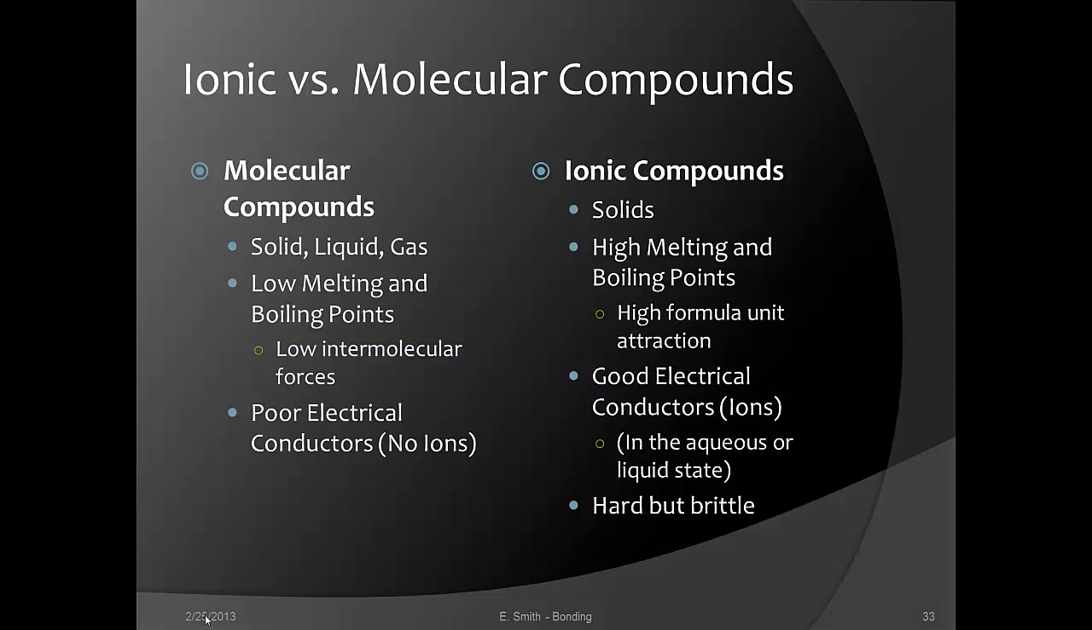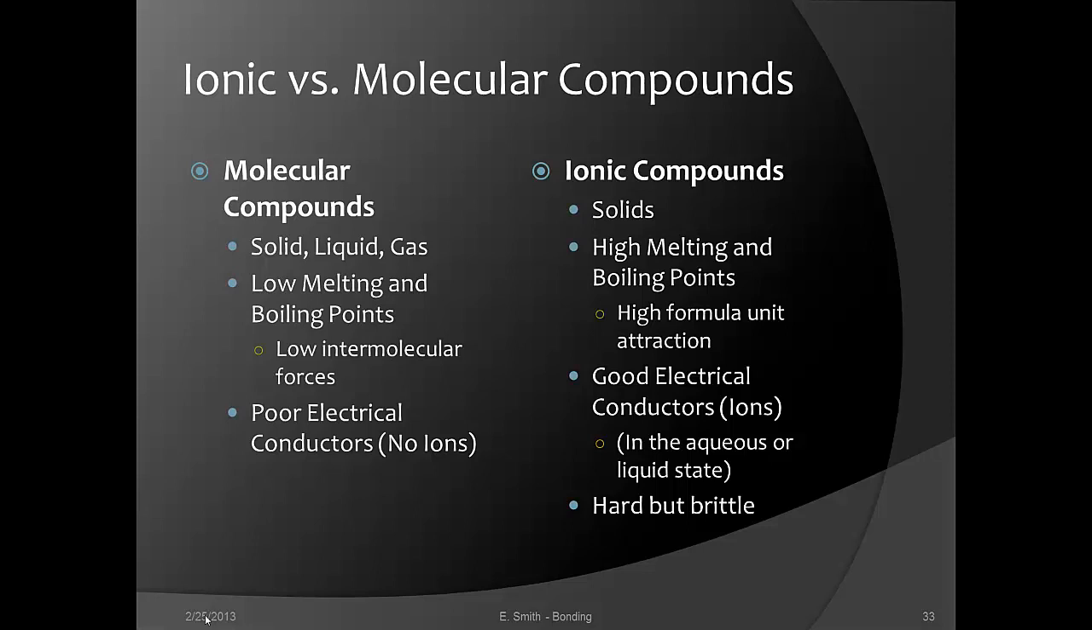So the difference between molecular and ionic compounds, you're going to need to know this. This is important because there are significant differences between the two. Molecular compounds can be found as solid, liquid, or gas in nature. They typically have very low melting and boiling points, and that's because of what's called their low intermolecular forces, and we'll get into that further on down the road. And most molecular compounds are very poor conductors of electricity. They will not conduct electricity very easily.